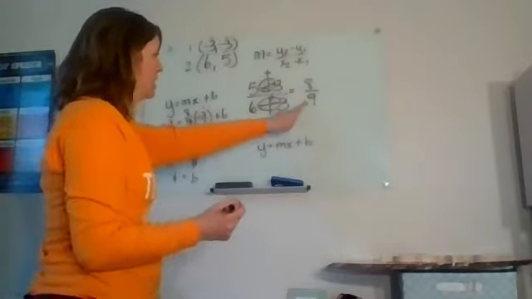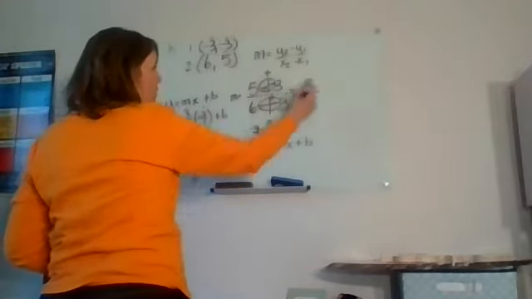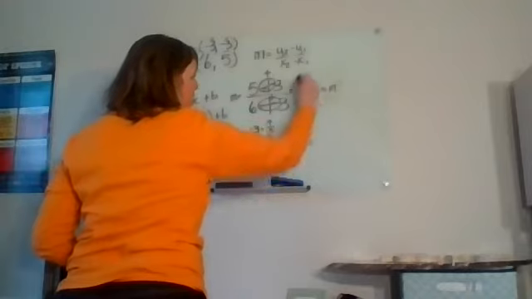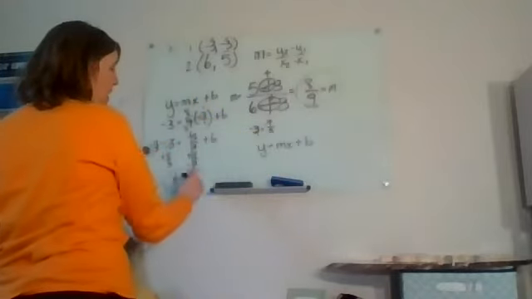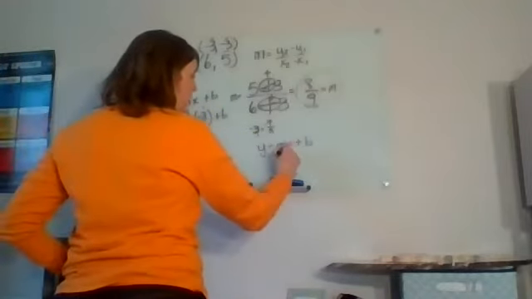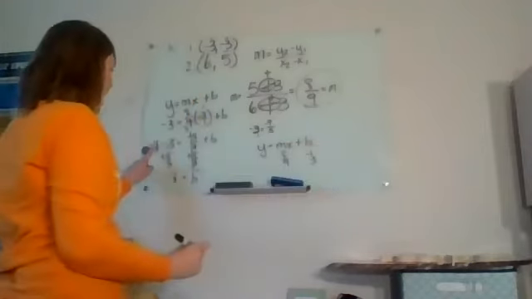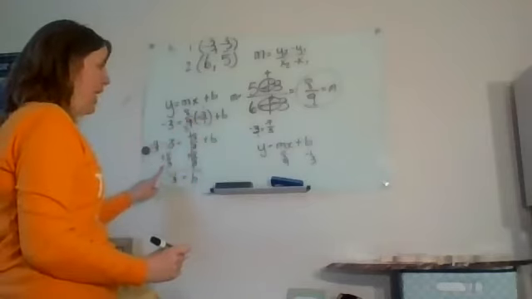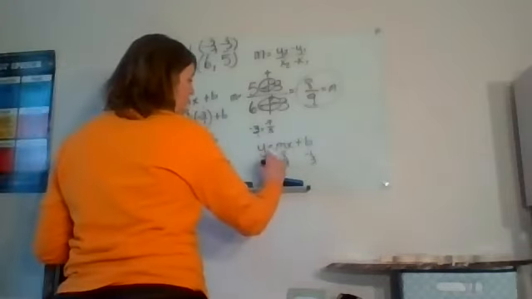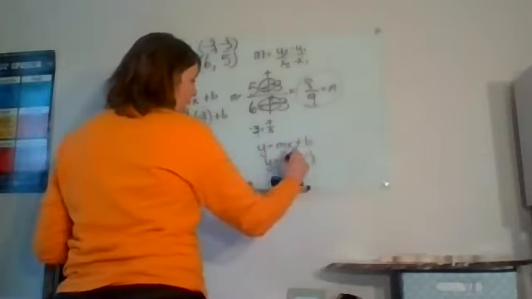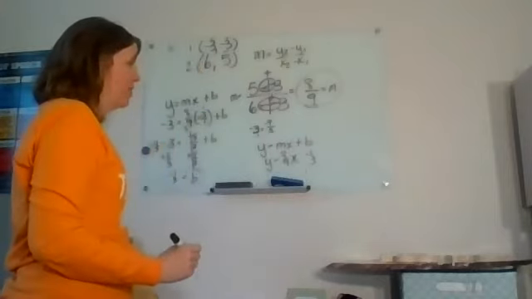It was 8/9. I need to put an m here so that we don't forget that this was my slope and this was my b. So let's plug it in. m was 8/9. b was -1/3. Remember, I owed more than I had, so that's why it's negative. So y equals 8/9 x minus 1/3.